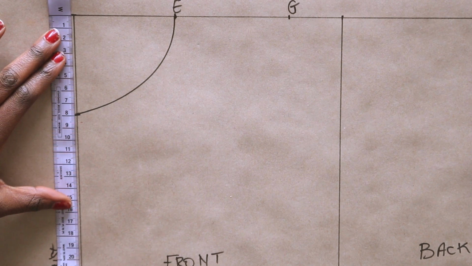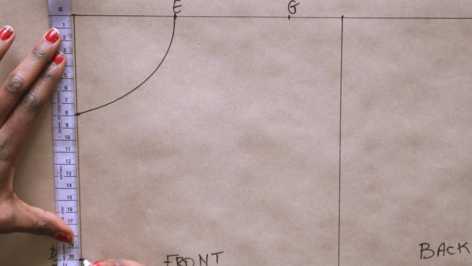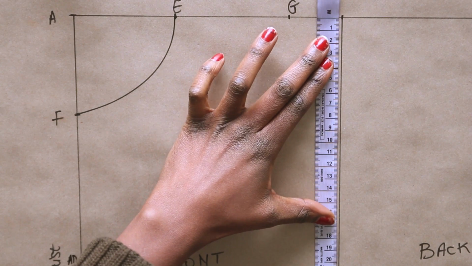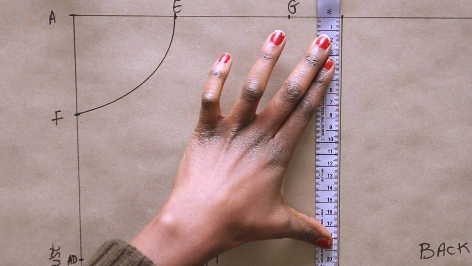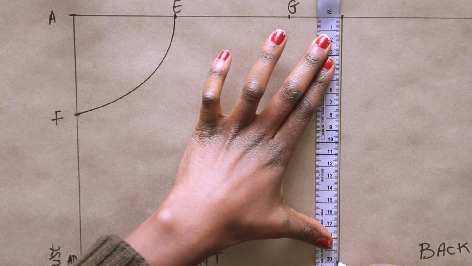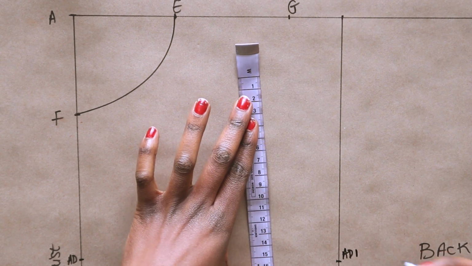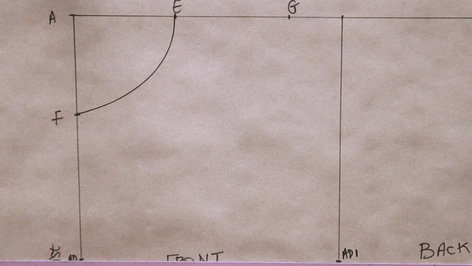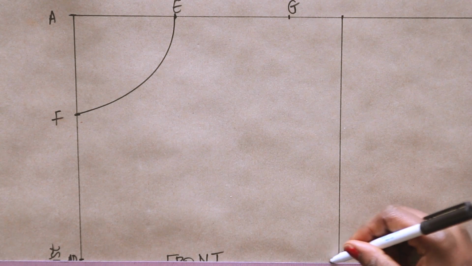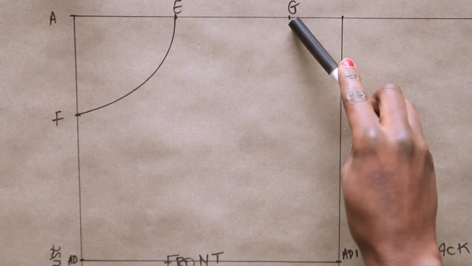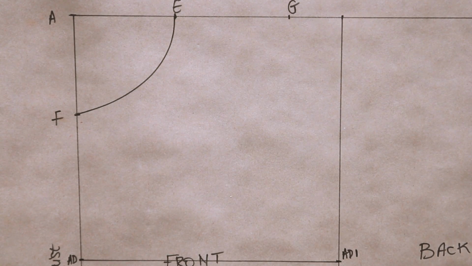Take your arm side depth measurement and draft it along the vertical line from point A. Label it AD. Do the same for the middle line and connect the 2 points. This is your bust line. Drag point G down to line AD and AD1 and label it H.